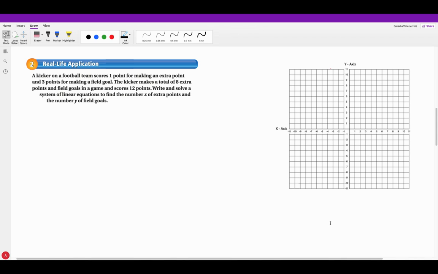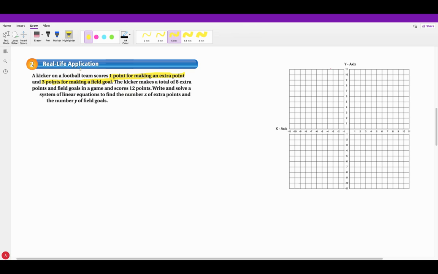All right, so the first thing when you have these real life applications or word problems, just read through, and you should be able to highlight or underline information you know is going to be important. So it says a kicker on our football team scores 1 point for making an extra point. So that's going to be something that's important because they're telling us how much they make for each of their extra points. And then 3 points for making a field goal. So anytime that we talk about them making a field goal, we know that that counts for 3 points. And anytime they talk about making an extra point, we know that counts for 1.